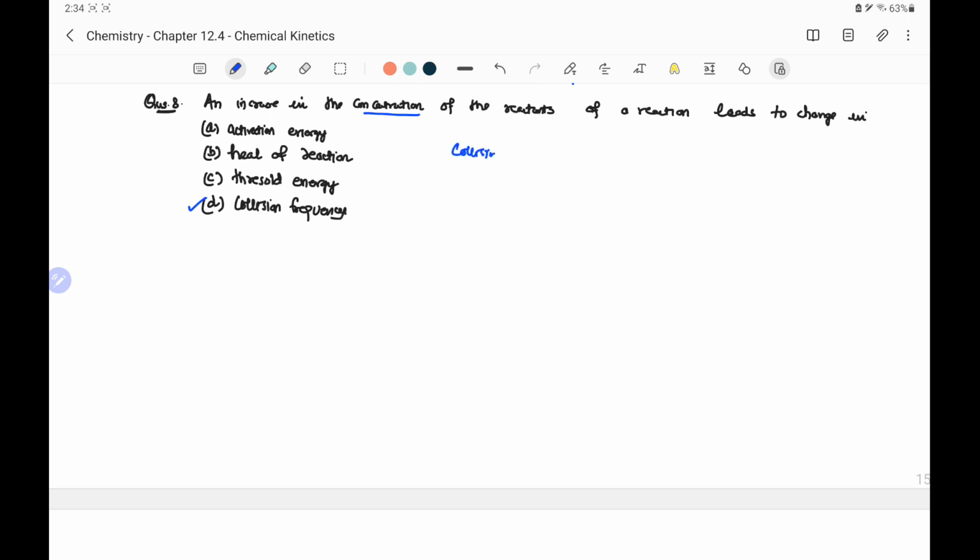Collision frequency is defined as the number of collisions per second per unit volume of the reaction mixture, and it is represented by Z. So rate of reaction in terms of collision frequency is defined as P, this is the probability factor or steric factor, into ZAB, this is the collision frequency between the particles or molecules A and B, into e power minus EA by RT. This e raised to power minus EA by RT refers to the fraction of the molecules which have energy greater than or equal to the activation energy.